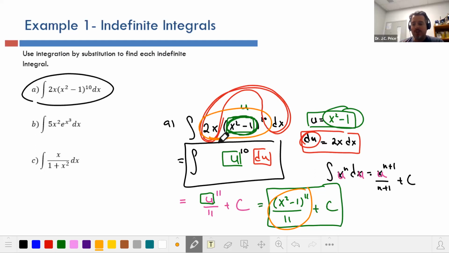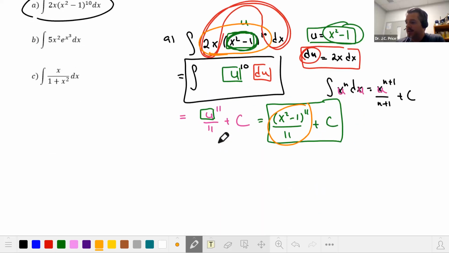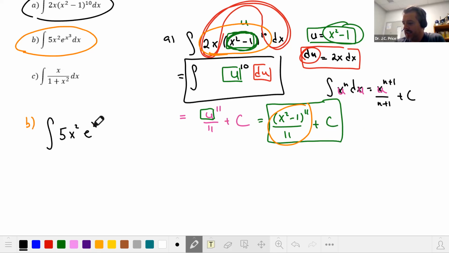Before we think too much, let's do it again. Let's take a look at this one right here. This is b, and we're going to do the integral of 5x squared e to the x cubed dx. I've got to figure out what to make my u equal to. So u is going to equal what? You'd like your u to be the thing on the inside again.